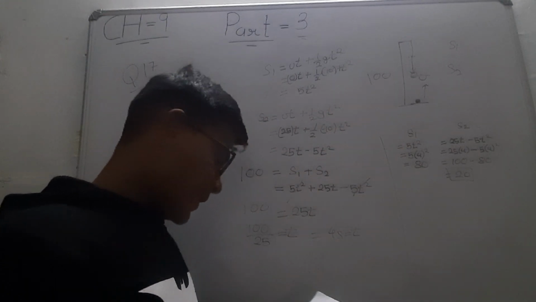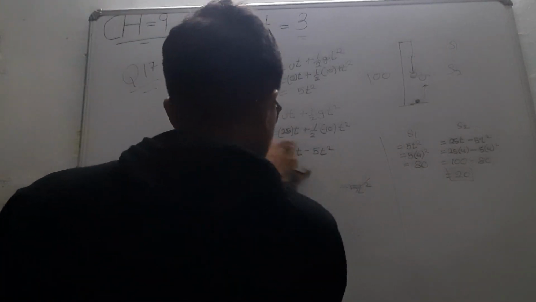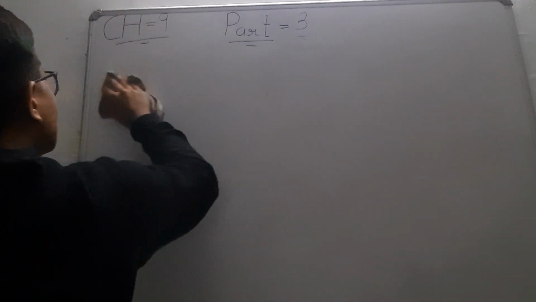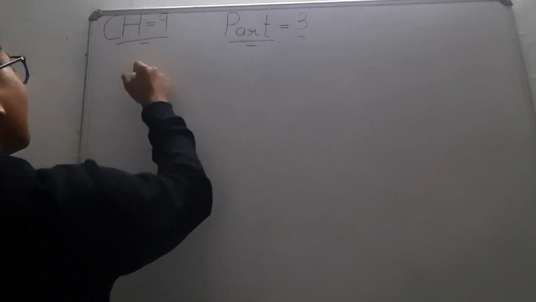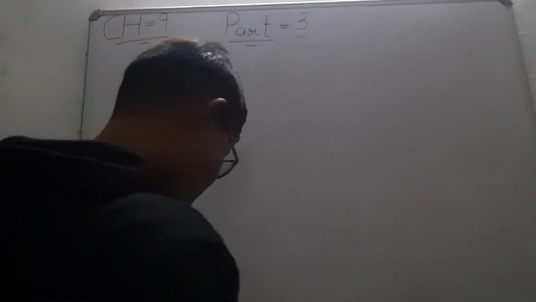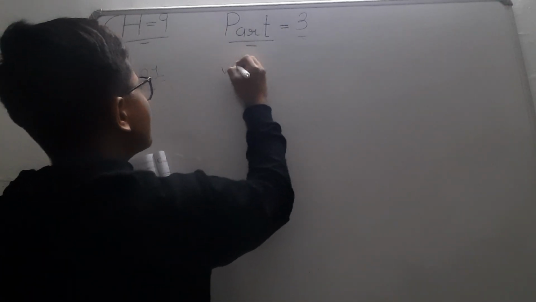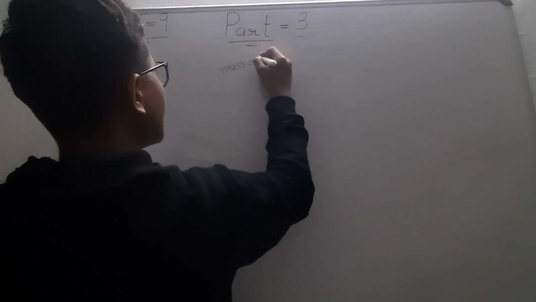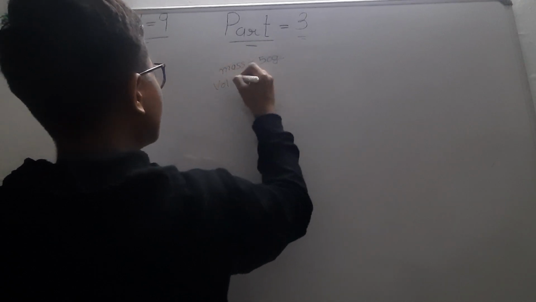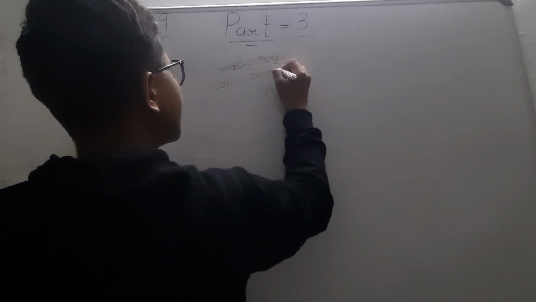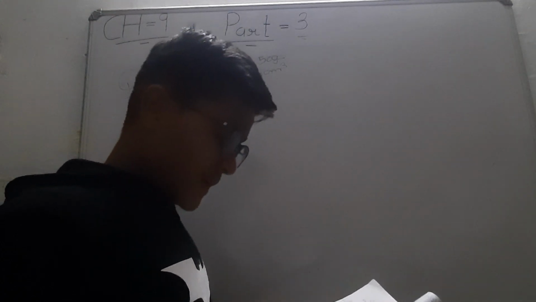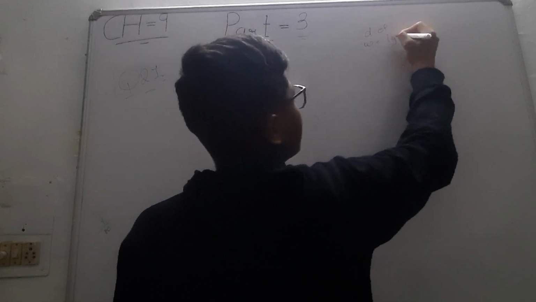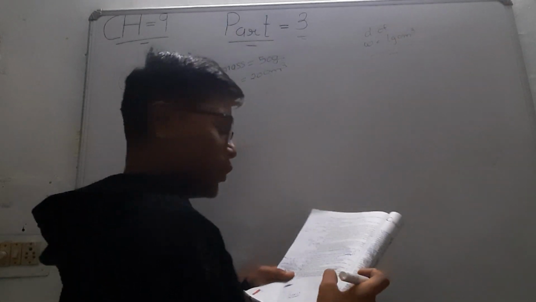What is 21? Okay, let's do 21. Mass is equal to 50 gram, volume is equal to 20 centimeter cube, and they have said the density of water is 1 gram per centimeter cube. So will it float or sink?